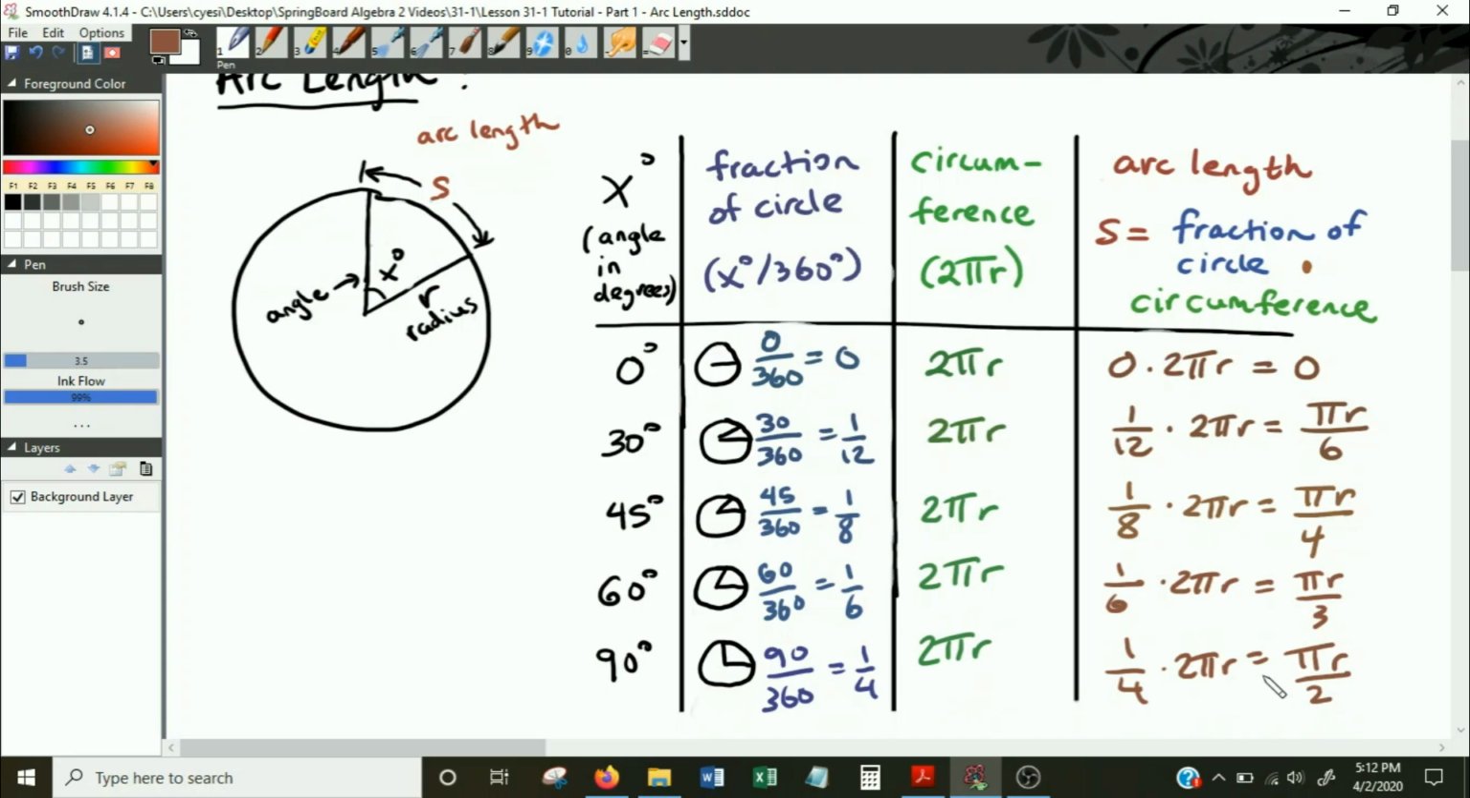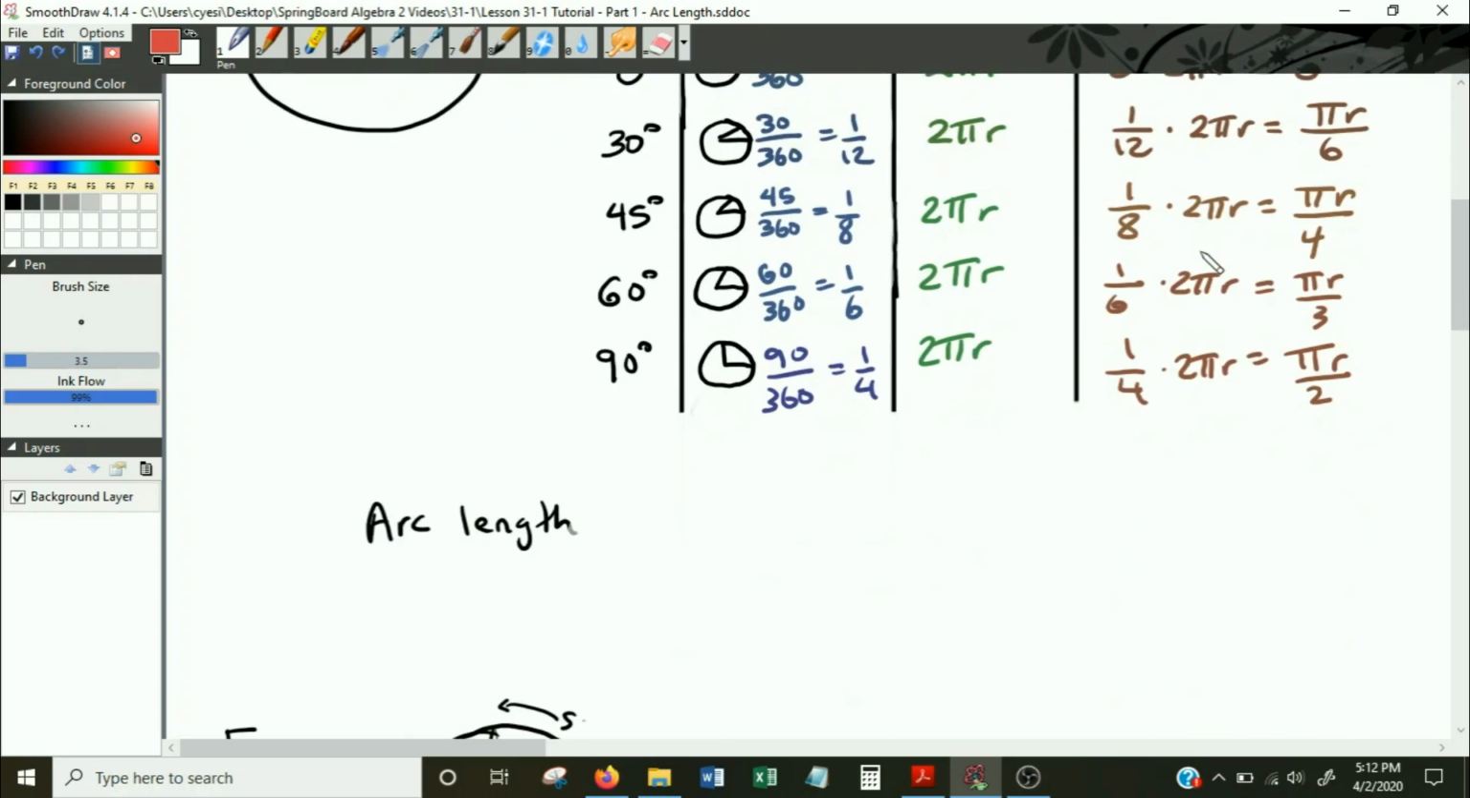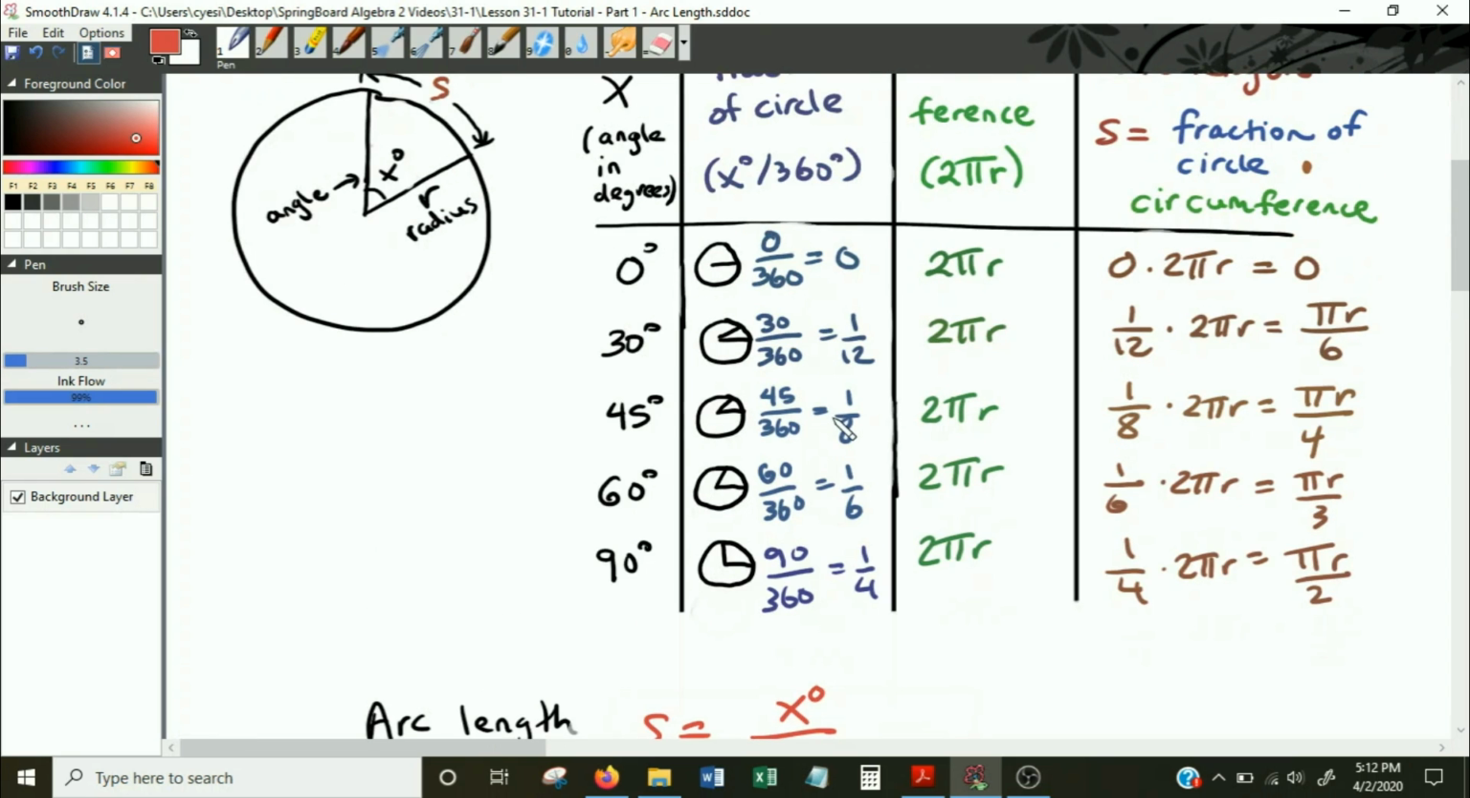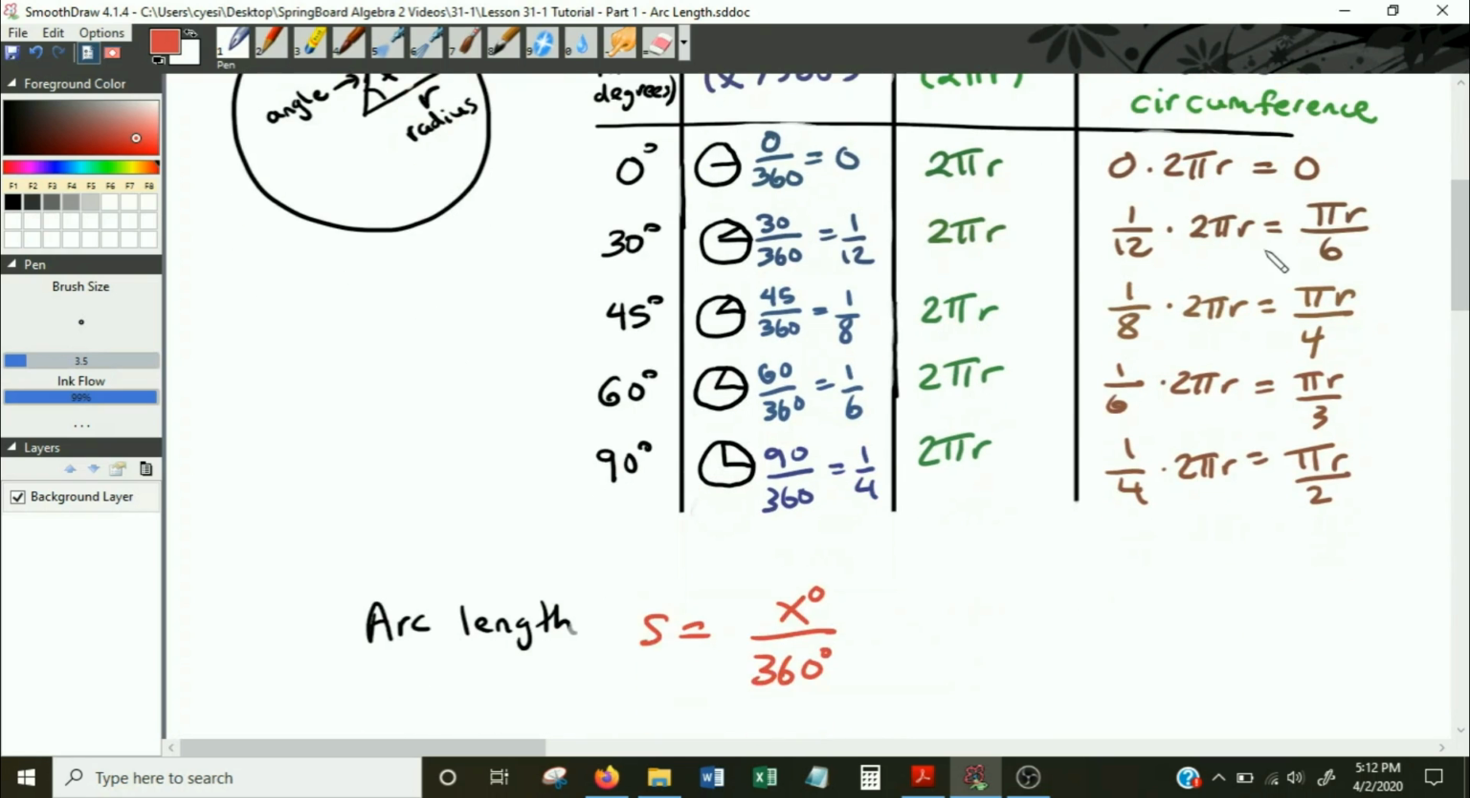So the purpose of this exercise was to show you how arc length is calculated. Now what I'm going to do is write a general rule or formula for arc length. So I'll write that down here. Arc length s is equal to the fraction, which is x over 360 degrees, where x is also in degrees, times the circumference. So it's going to be times 2 pi r. So this is our formula for arc length.